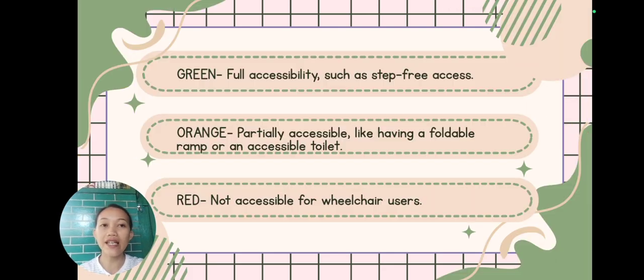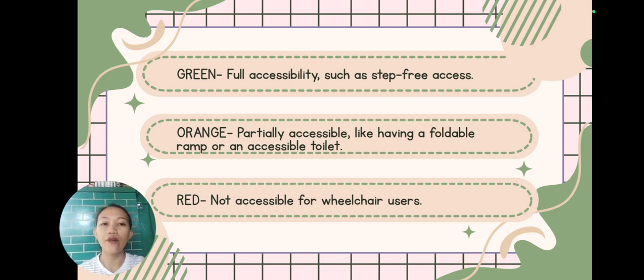Green means full accessibility, such as step-free access. So if you see green in the Wheel Map, it means that the place is fully accessible for anyone, especially those people who have mobility impairments.